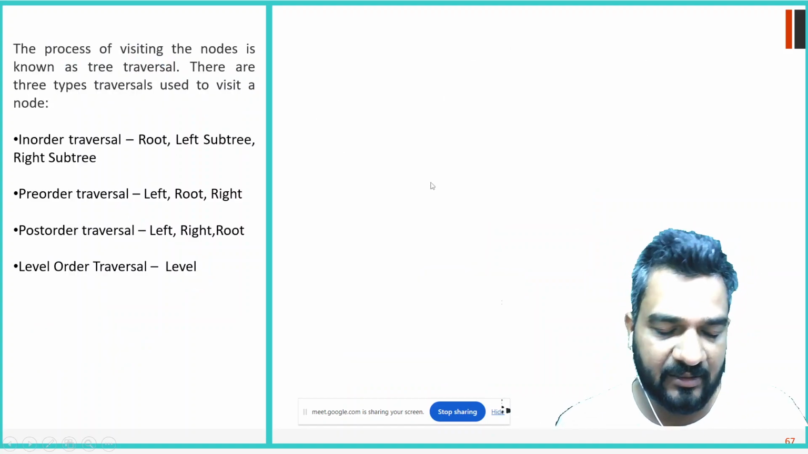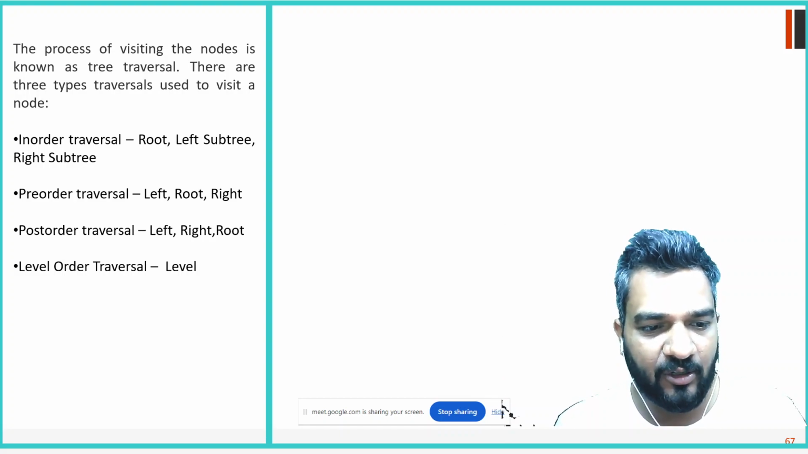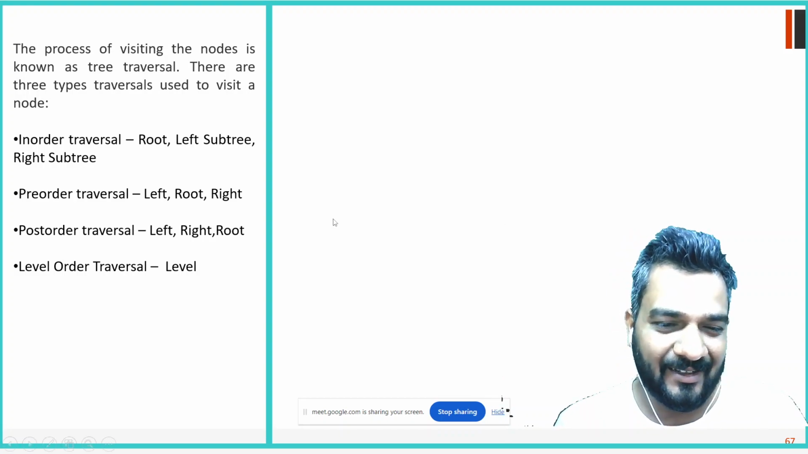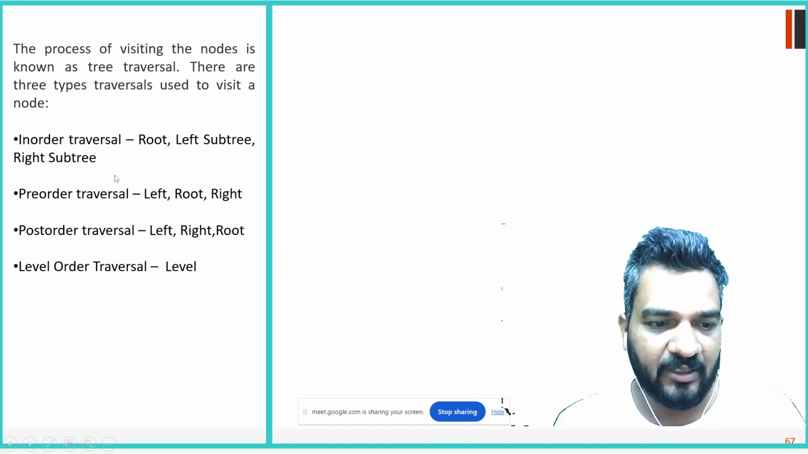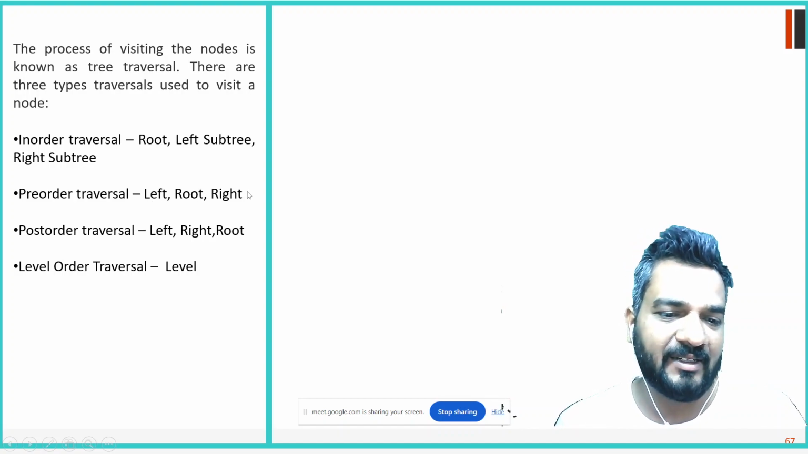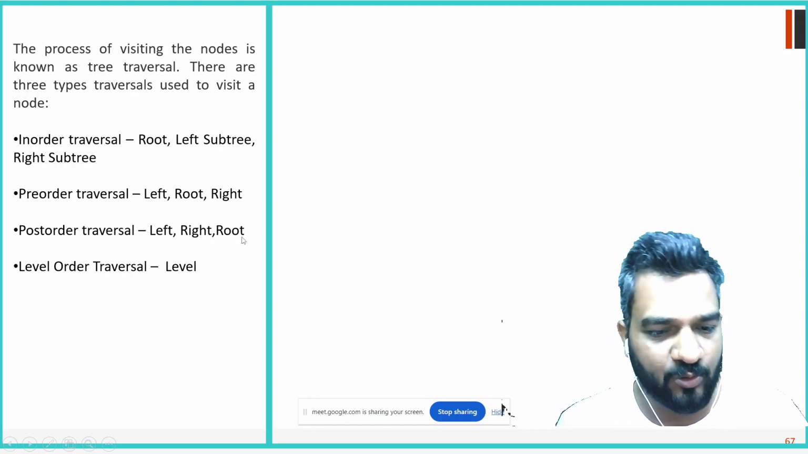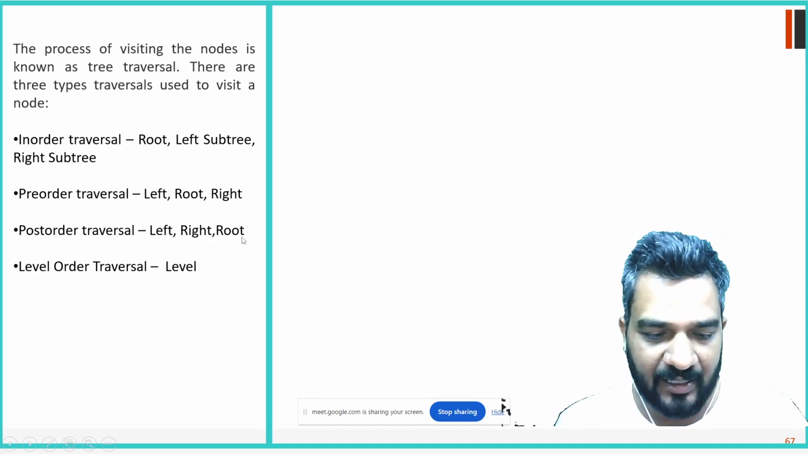And there are three kinds of traversal: in-order, pre-order, post-order. It is a typing mistake over here. So in-order is left root right, pre-order is root left right, and post-order is left right root. So that's how we traverse the tree.